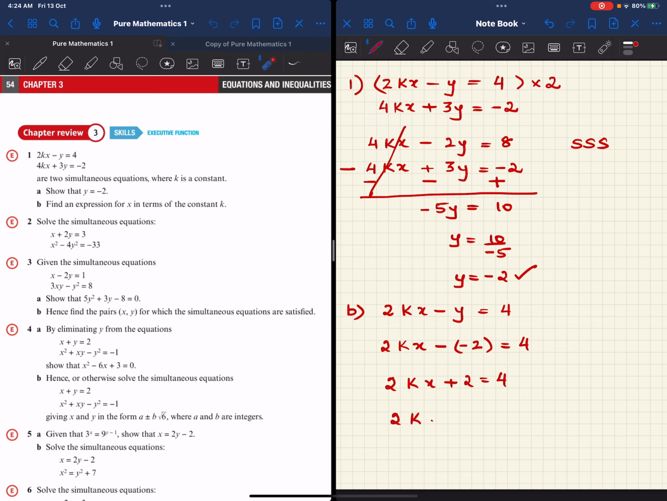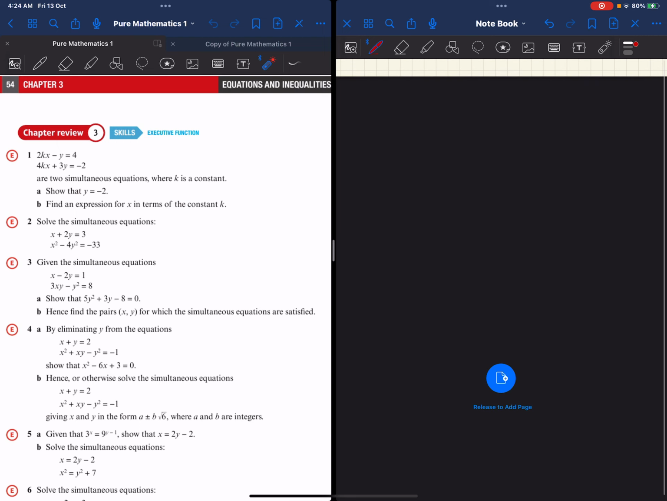2kx is equal to 4 minus 2. Therefore, 2kx is equal to 2, or x is equal to 2 divided by 2k. Cancel out the 2. x is equal to 1 by k. And we have got a value of x in terms of k. That answers question number 1. Let's move on to question number 2.